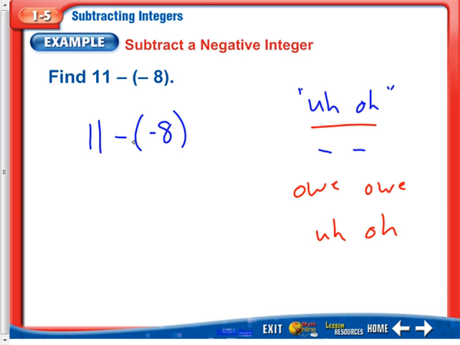So whenever you have two in a row, obviously then we are going to fix the problem. We're going to fix the uh-oh.